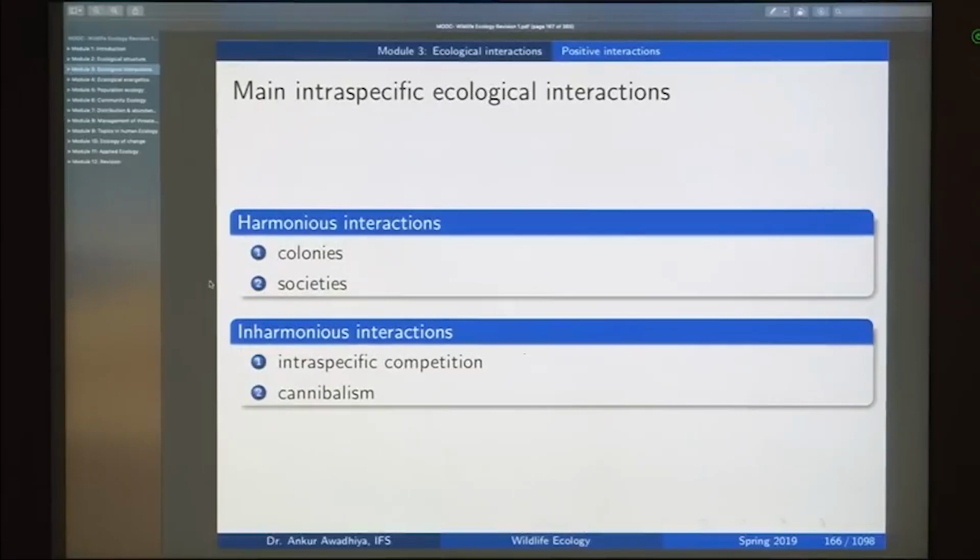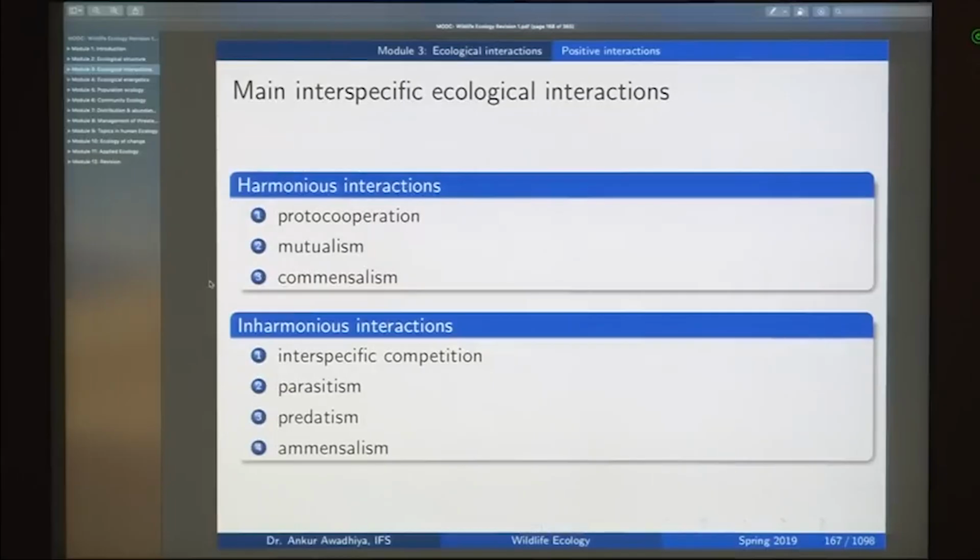And then we looked at different interactions. Among the intraspecific interactions, intraspecific and harmonious, you have colonies and societies. Intraspecific and inharmonious, you have intraspecific competition and cannibalism.